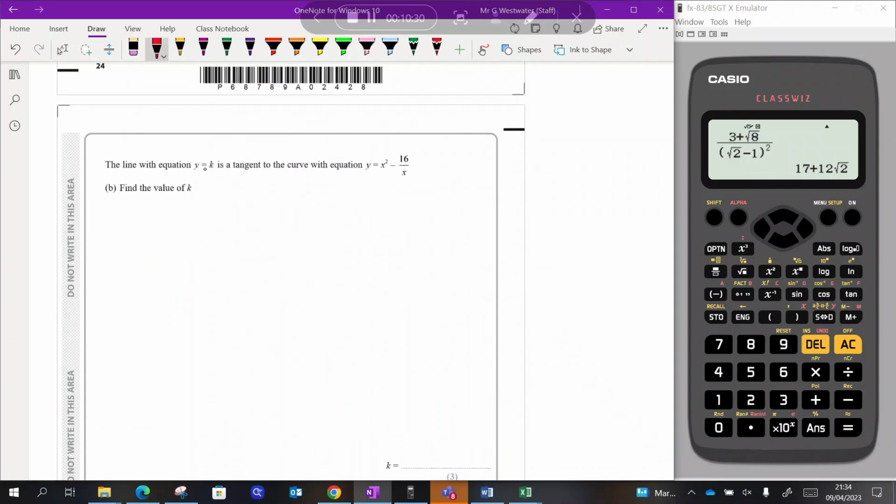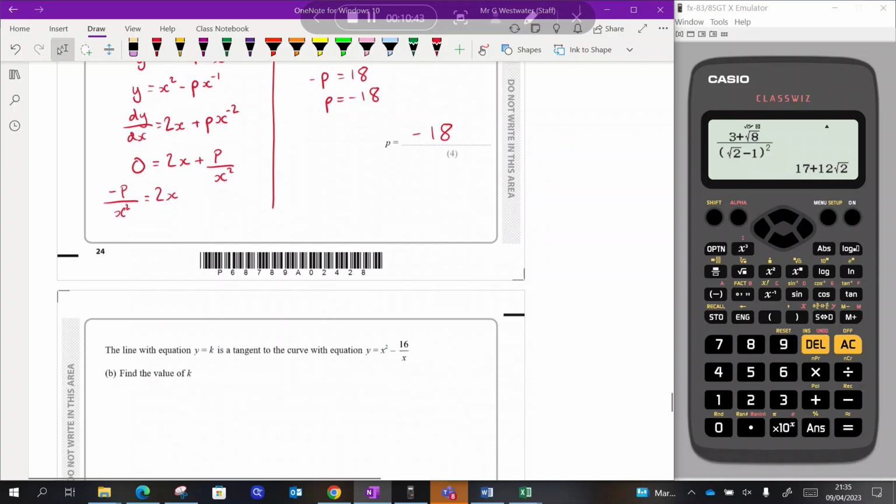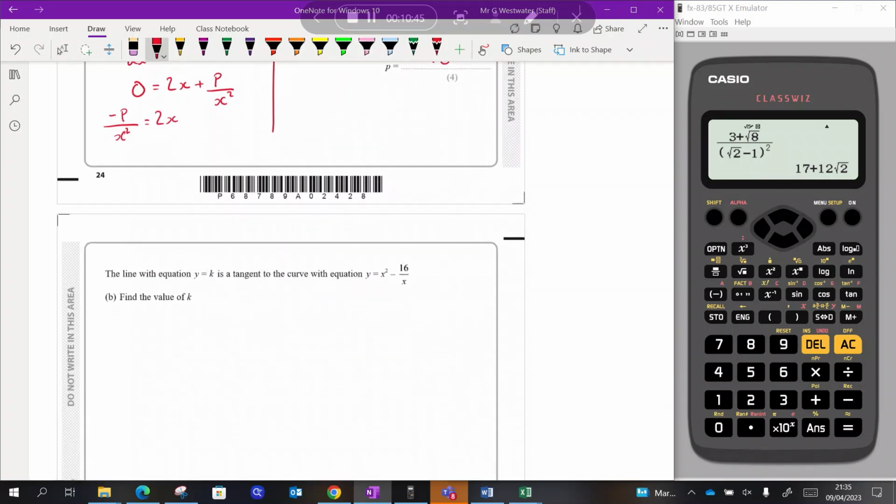The line with the equation y equals k is a tangent to the curve with the equation y equals x squared minus 16 over x. This is a very similar setup, but instead p is positive 16. Right? Now, when it says the line with the equation y equals k is a tangent, well, the line of y equals any number is always just this flat line. When this is a tangent, this is going to be a tangent again to a turning point.